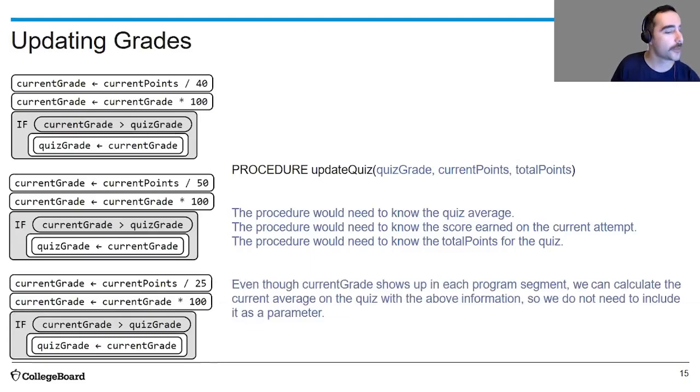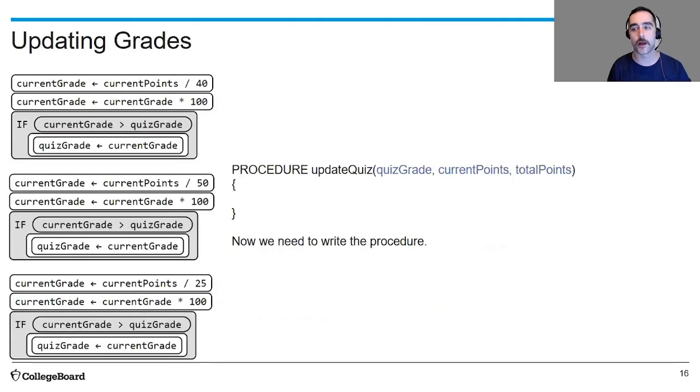Now you may have noticed on the left that current grade shows up, but I don't need to put current grade as a parameter because I can use the parameters that I already have to calculate my current grade. So that's given some thought about what data we need to use as our parameters. And now we need to actually go through and write this procedure.